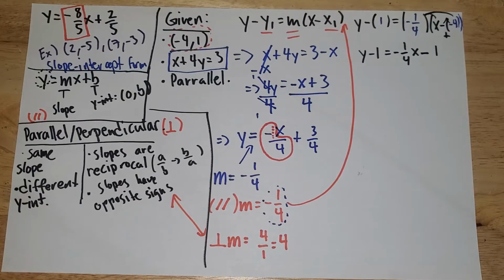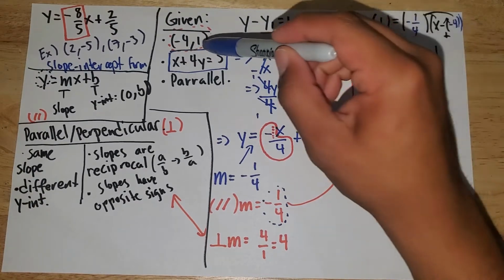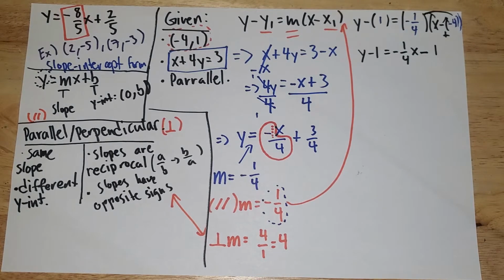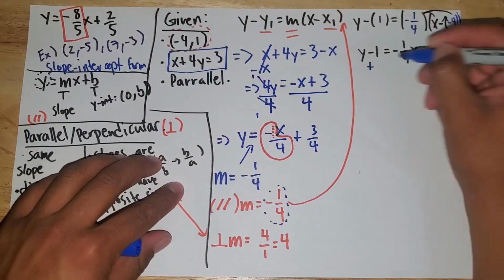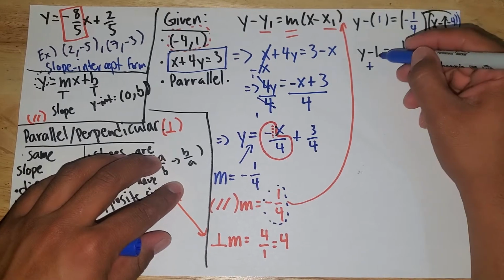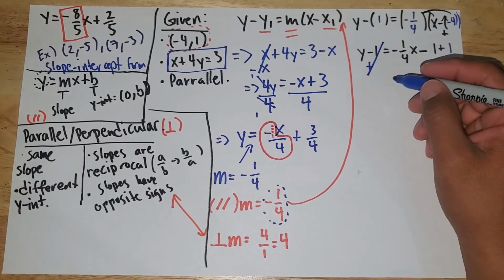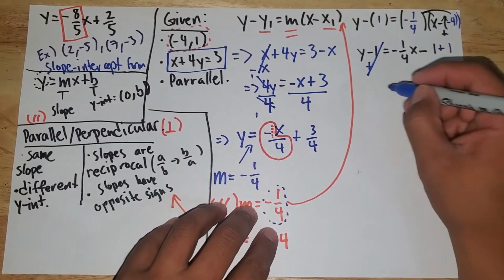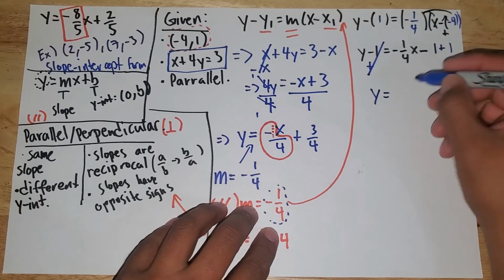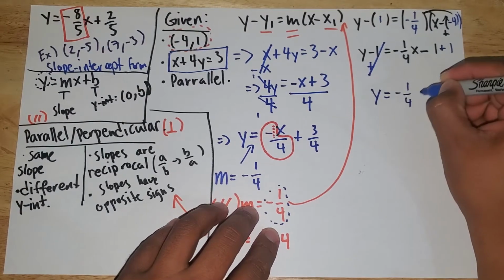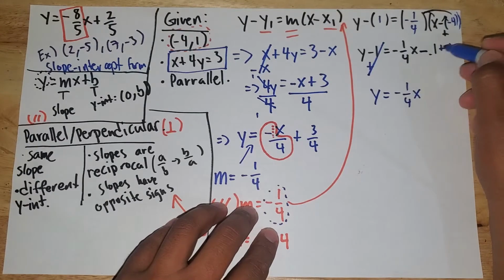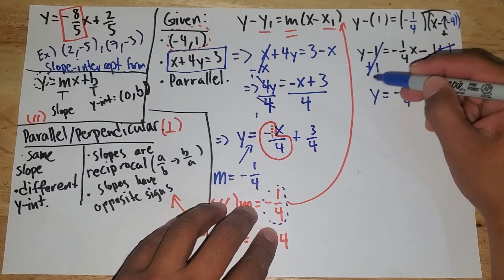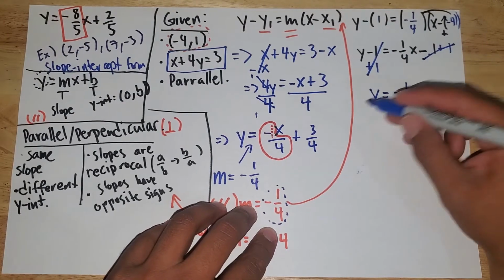And don't forget, this is technically the equation that's parallel to this line. But if you go back and read the question, it asks you to write this equation in slope-intercept form. So to do that, I need to add 1 to both sides. This is going to cancel here. And then you're going to be left with y is equal to negative 1 over 4x. And then 1 plus 1. Here, again, it cancels. And that's it.